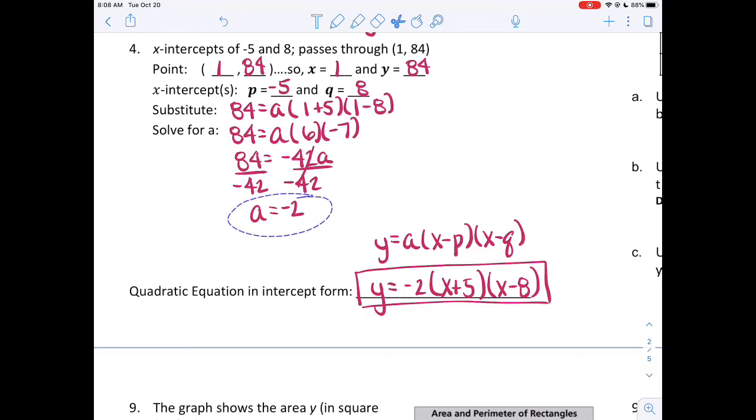And finally, multiplying and dividing, we get an a value of -2. Substituting into our original intercept form of our equation with our a value of -2, p value of -5, which becomes positive because of the negative that's built into the equation, and then our q value of 8, again with a negative because of the negative in the equation.